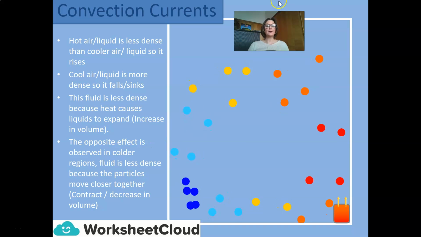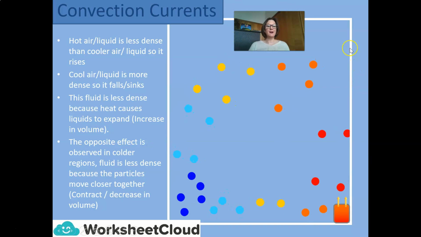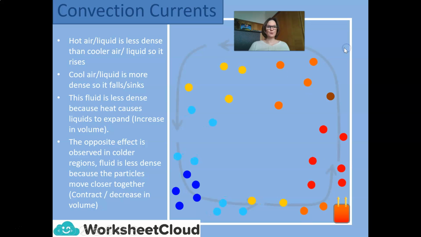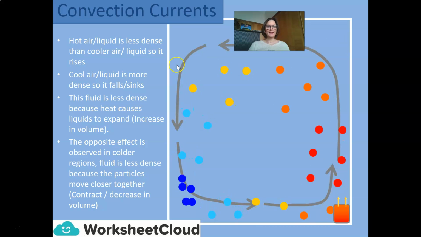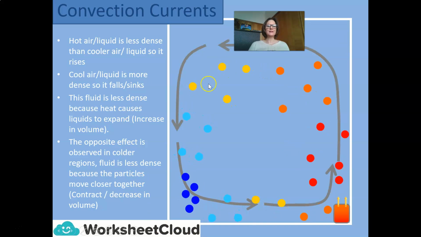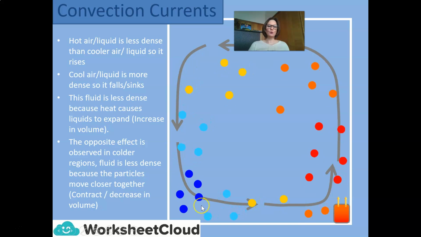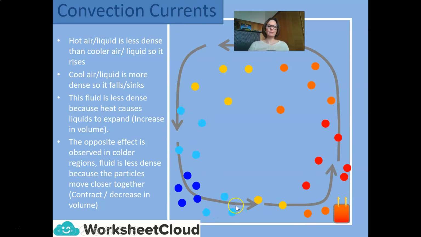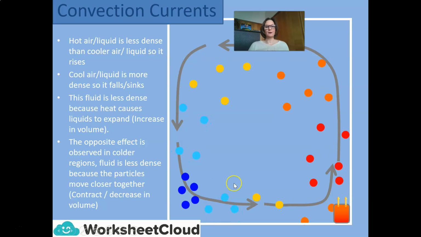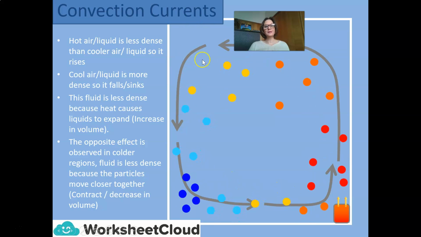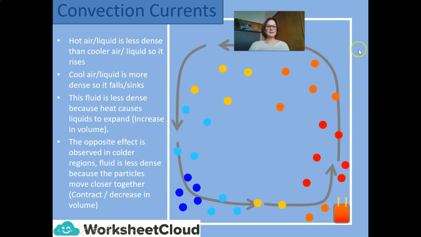And now let's take a more in-depth look at how convection currents work. There you have the arrows, the movement upwards, and the cold, more dense moving downwards. The warm moving upwards, cold moving downwards.